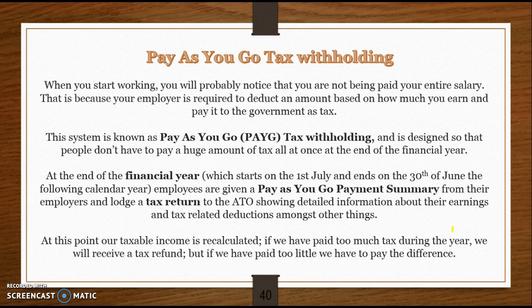Then at the end of the financial year, employees will fill out this thing called a pay-as-you-go summary, and that will be lodged with the Australian Tax Office, and they will work out whether you've paid too much tax throughout the year, or you didn't pay enough. So if you paid too much tax every week than you should have based on our progressive tax system, you will get a refund at the end of the year. But if you've paid too little tax throughout the year, then you may have to pay money to the Australian Tax Office at the end of the year to account for the fact that you haven't paid enough.